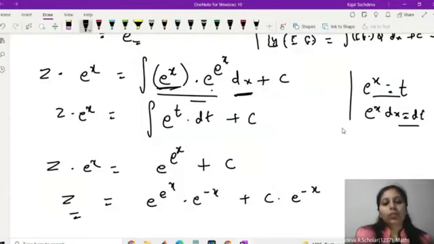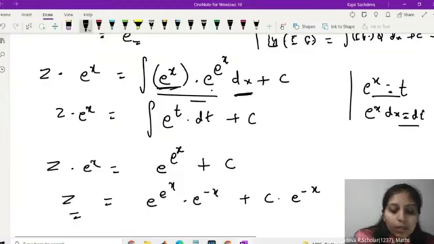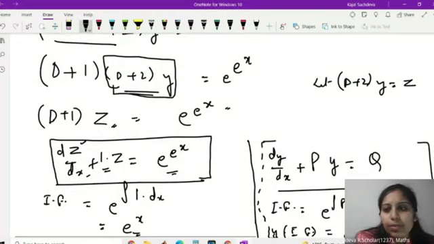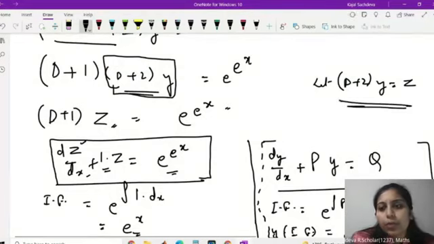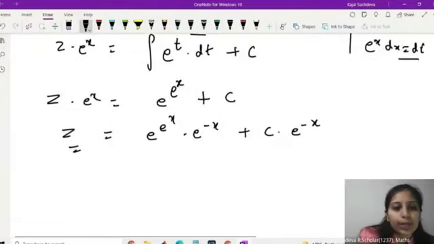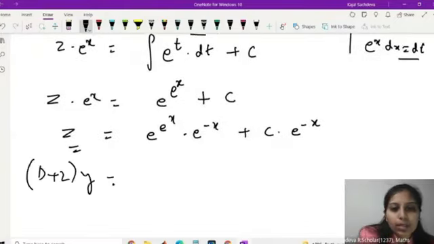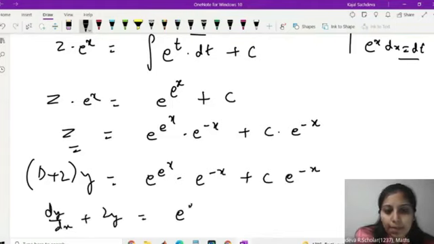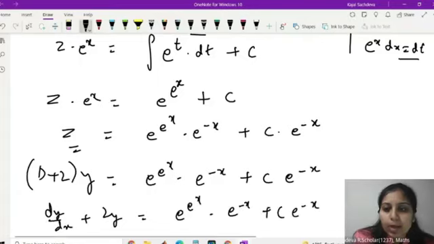Yeah. So we are to find the value of y. So how can we find y here? Just take the value of z. We substitute z is equal to (D + 2)y. So just substitute it back: (D + 2)y is equal to e^x e^(-x) + c e^(-x). Now again, this can be written as dy/dx + 2y = e^x e^(-x) + c e^(-x).